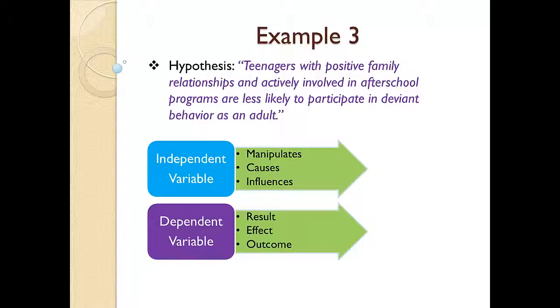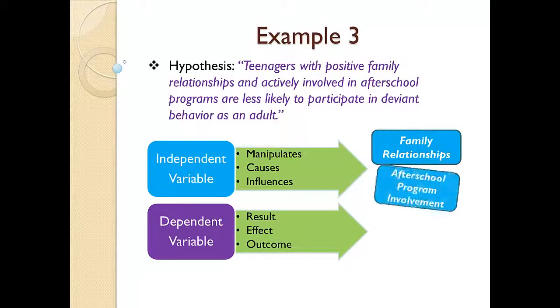If you said that family relationships and after-school program involvement are both independent variables, then you are right. Yes, I threw you a bit of a twist on this one. In this hypothesis, we are looking at the impact of two different independent variables on our dependent variable. I wanted to toss in this example because we will sometimes have multiple variables in a study.